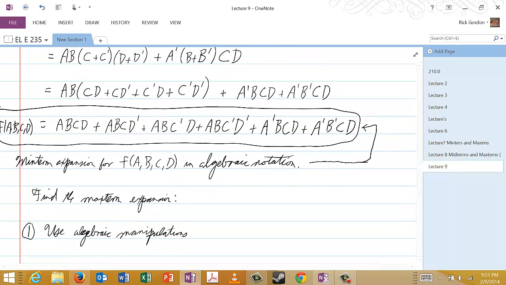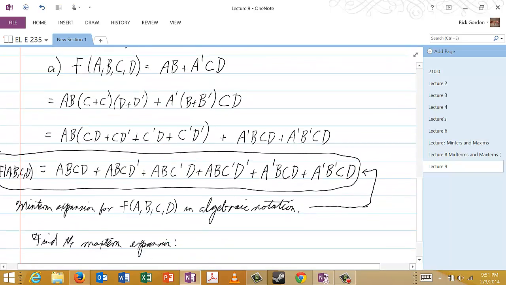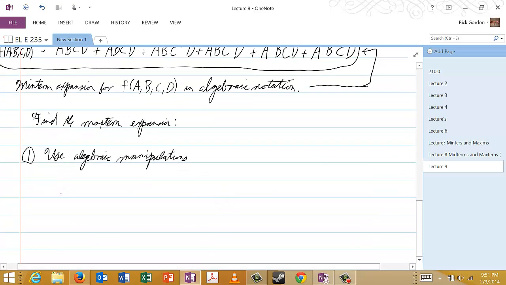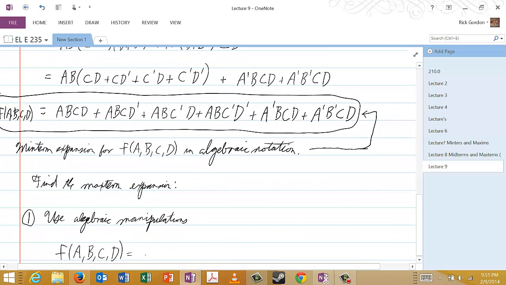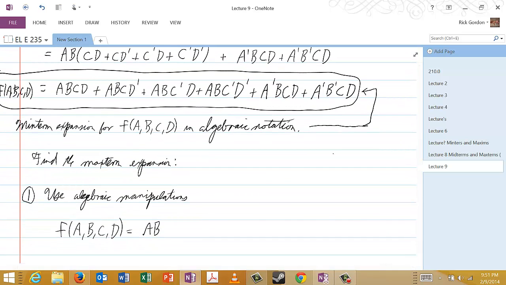Okay, now this is similar to the kind of thing we've done before. Let's go ahead and repeat our function f(a, b, c, d) is equal to ab or a prime c, d.